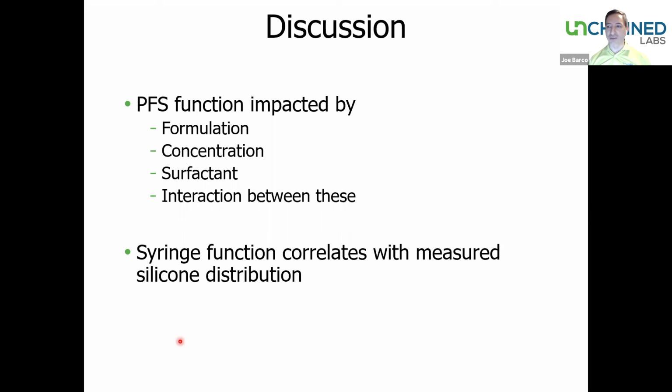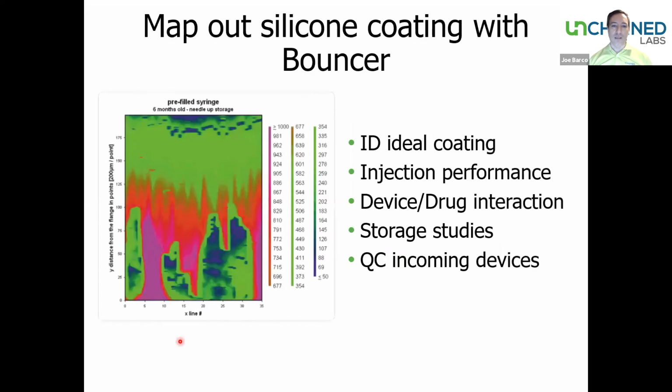Bouncer gives you the thickness appearance across the actual syringe barrel. I hope what I've shown you today is some idea about how Bouncer can be used to QC devices. You can use it to QC the actual silicone coating process, but what this also talks about is how you could use Bouncer to look at storage studies and to look at the parameters of the syringe barrel in long-term stability studies.